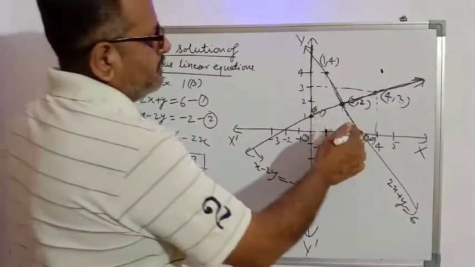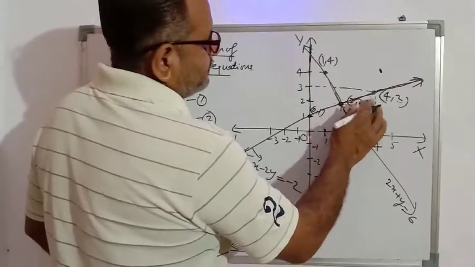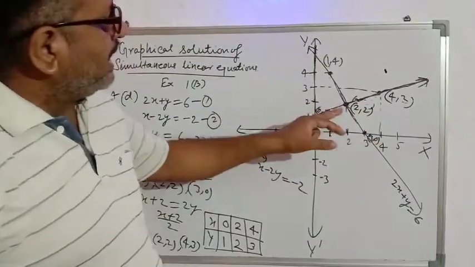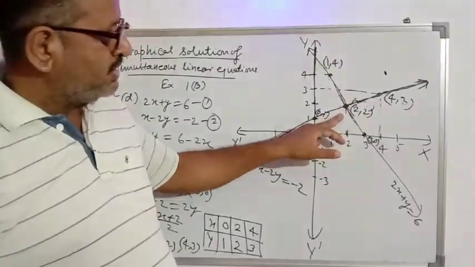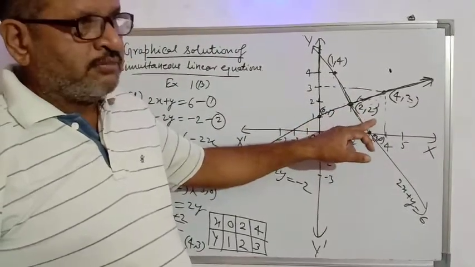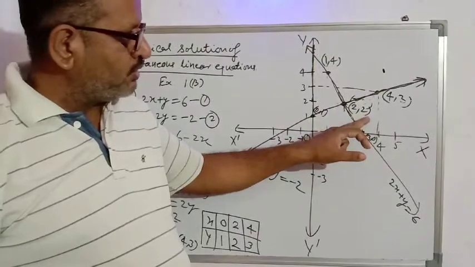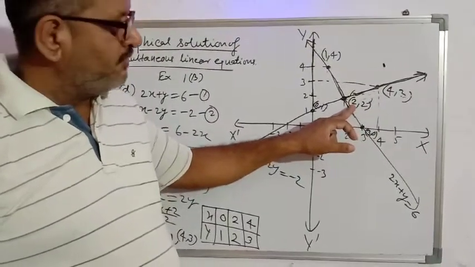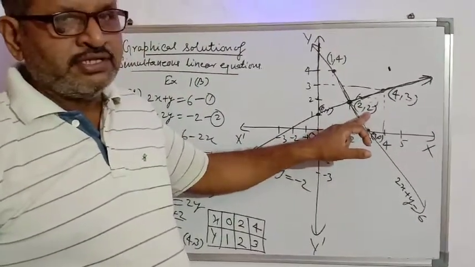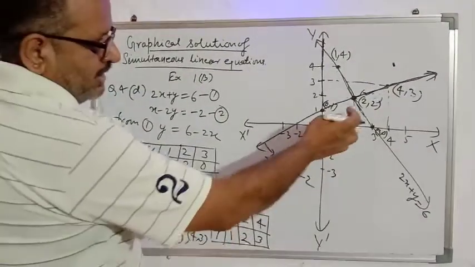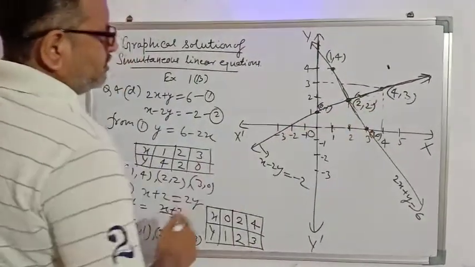We see that with the help of the graph, both lines intersect, meet at the point 2, 2. So the point of intersection is 2, 2. First component will give the value of x, second component will give the value of y. So what is the answer? x is equal to 2 and y is equal to 2.